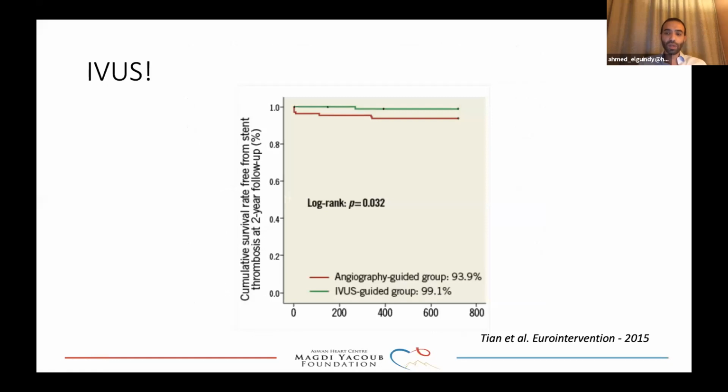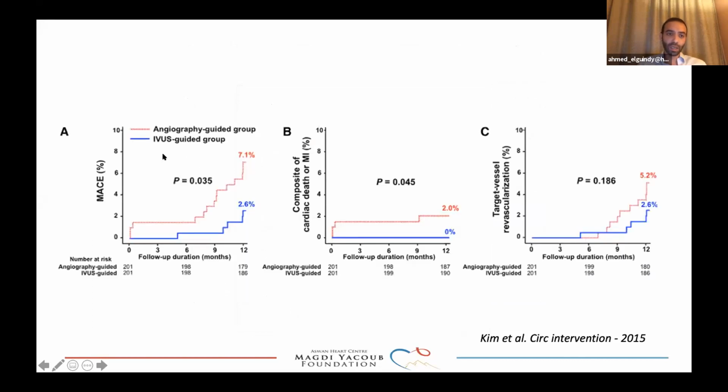And with IVUS, we have sort of endless data now to support that the use of IVUS in complex anatomies, and this is in CTOs in particular, is associated with better outcomes at a relatively short follow-up interval. You can see how early those two curves diverge. Now, we've seen this with overall mortality. We've seen this with composite endpoints of cardiac death and myocardial infarction, and with target region revascularization.